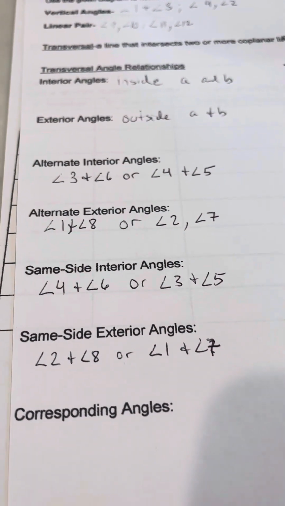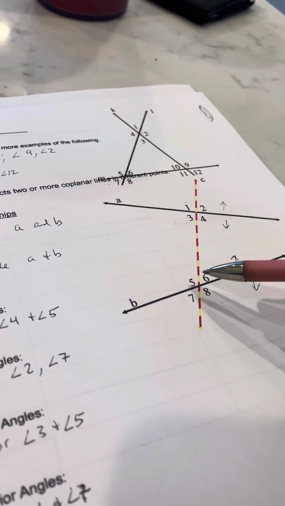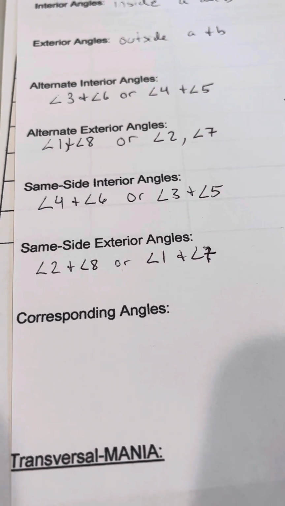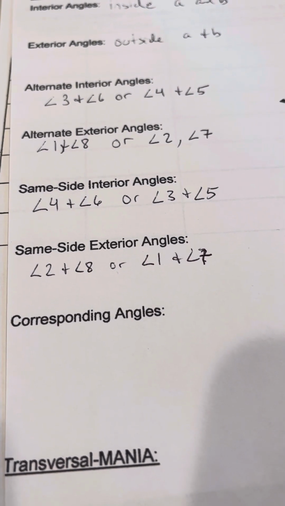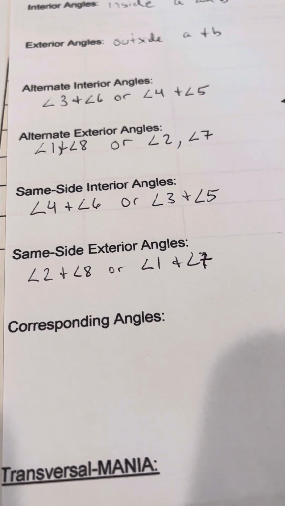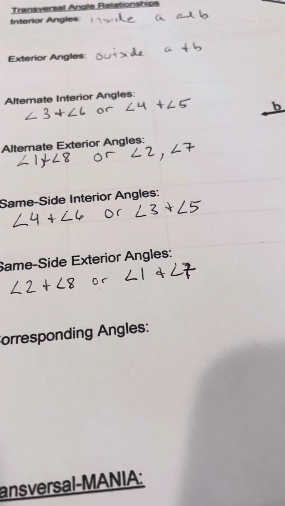All right. And again, those are on the same side in the exterior. Corresponding is the only one where the name doesn't directly apply, right? So alternate interior, alternate exterior, same side interior, same side exterior. Those really line up with exactly what you expect.